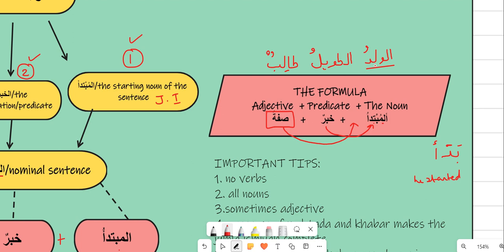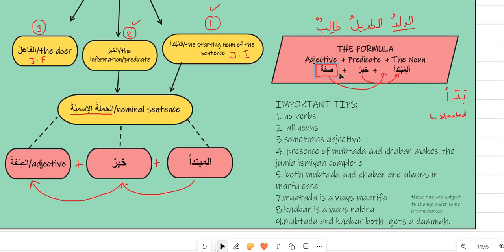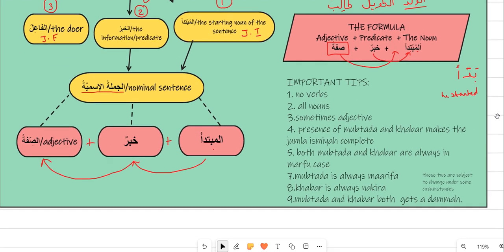So that's how a sifa may change its place. If it is coming for the mubtada, it will come right after the noun that it is describing. And sometimes a sifa may come for the khabar, and this I will explain later. But for now, it is just enough to know that a sifa may change its place. It does not mean that a sifa will always come at the end of a sentence. So now I have given here the important tips to understand Jumla Ismiyah.